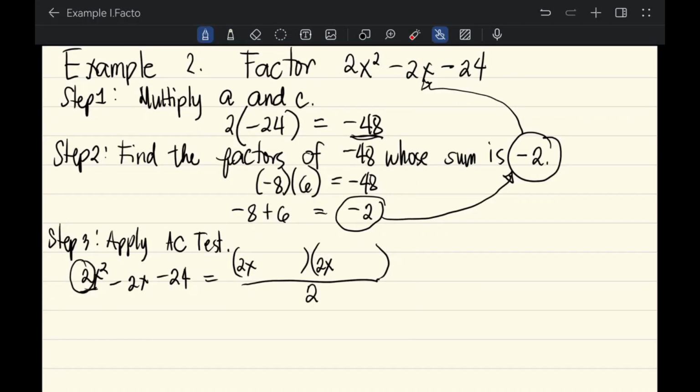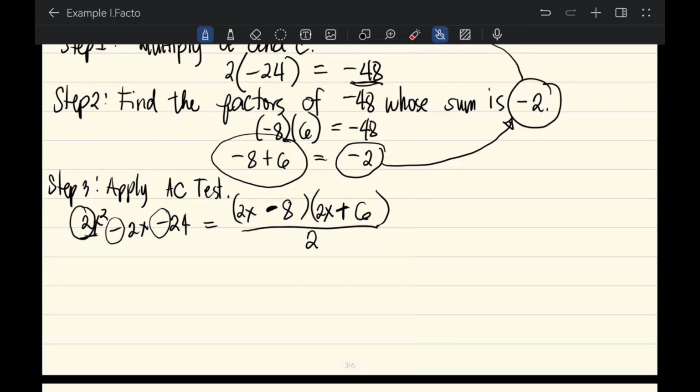Next, as you can see, all signs are negative. Therefore, the factors are negative and positive. Let me erase 6 first. Yes. Factors are negative and positive. And that is true also since our factors here are both negative and positive. So you write negative 8 and positive 6. Now let's continue.